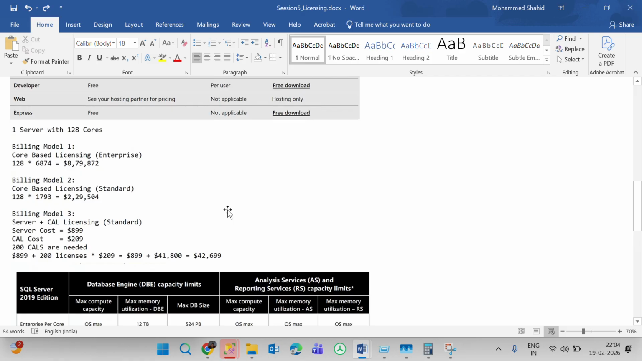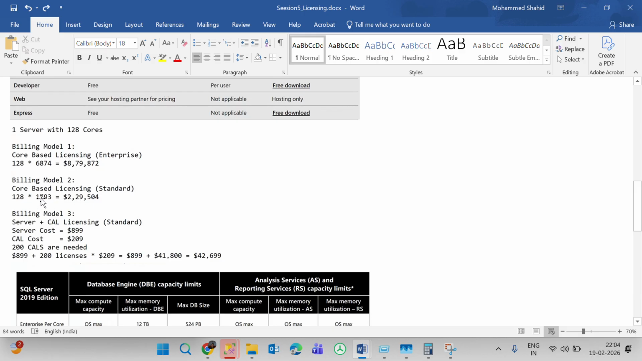The difference between enterprise and standard, which will cost more, I will be explaining. For example, you can consider 128 cores, billing model number 1 for enterprise edition. If you have 128 cores, then this billing model is $6,874, so 128 times this much, and we get nearly $8,80,000.